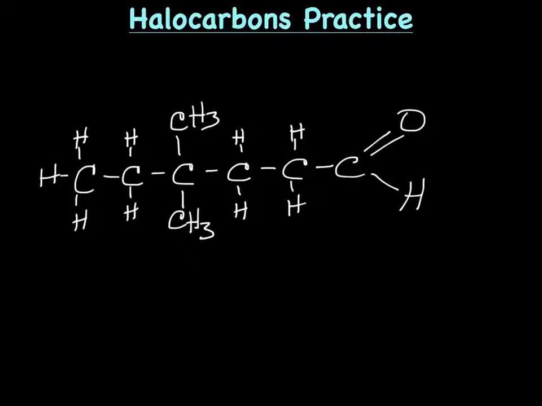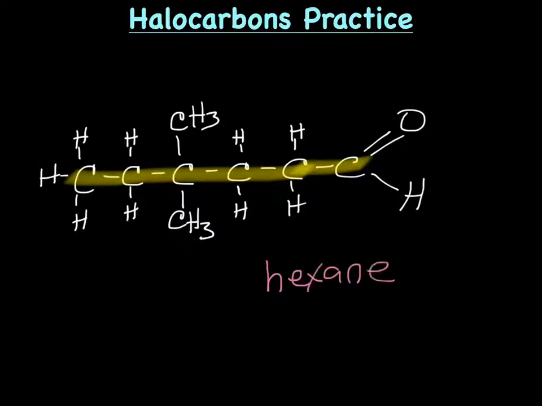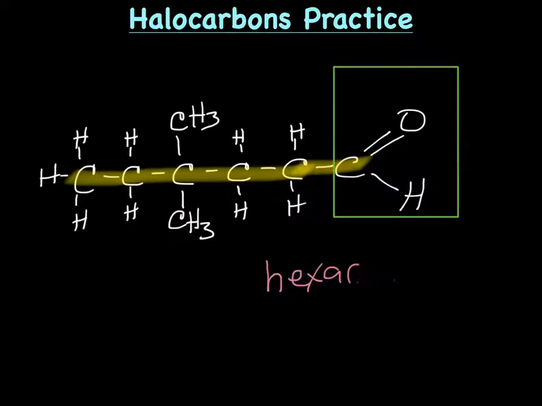Let's try one more. Start by finding the parent chain, which again is right down the middle. And that's 2, 4, 6. That's 6 carbons, which makes it, with all single bonds, a hexane, except again, we have a carboxyl group. So we're going to change that from hexane to hexanoic acid.